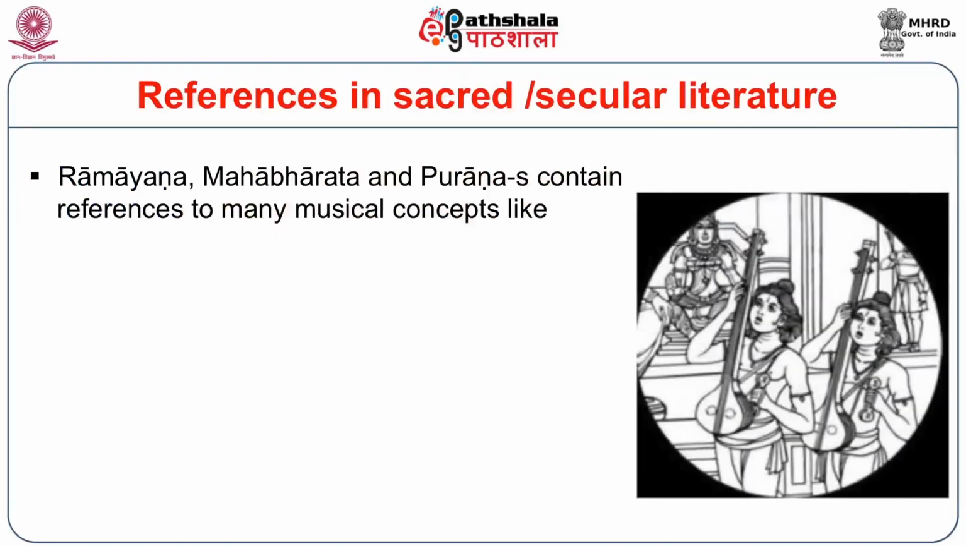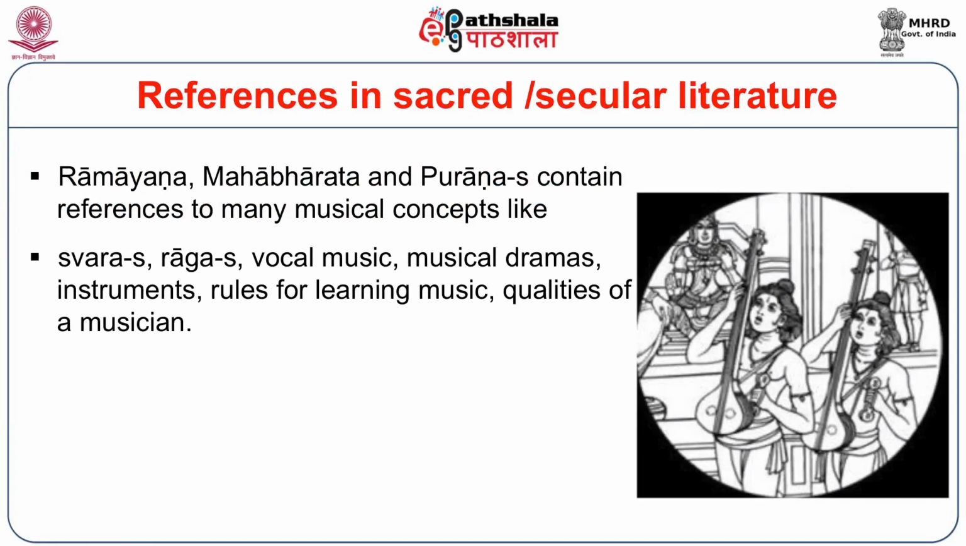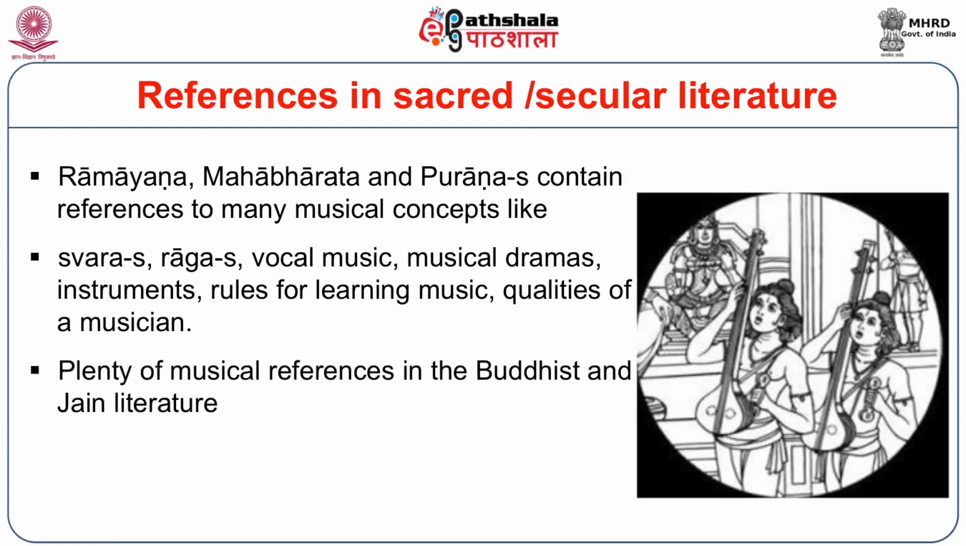And now when we come to the references to music, the musical instruments, the ragas and other things in the sacred and secular literature, Ramayana and Mahabharata and many Puranas contain several references to many music concepts like the swaras, ragas, instruments, the playing, the performances. Lava and Kusha were the earliest performers of the Ramayana period. They enacted the entire Ramayana, and plenty of musical references are also available from the Buddhist and Jain literature.